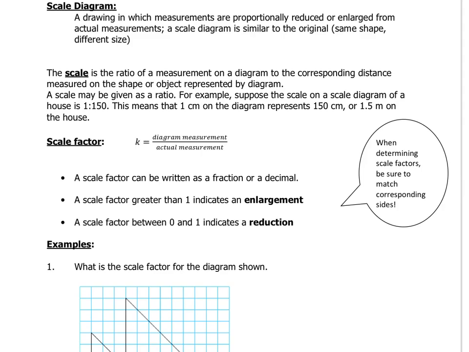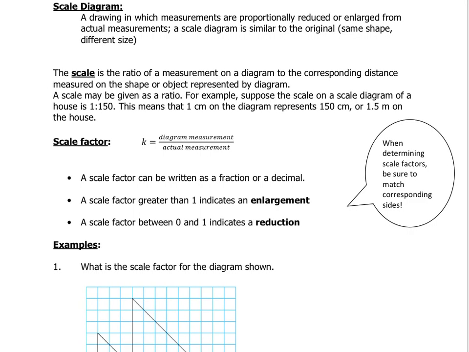A scale factor can be found. We're going to use K to represent the scale factor, and it says diagram measure over actual measurement. Sometimes that gets confusing, so I'm going to change those words to match the rest of the chapter: the length of the image over the length of the original. So if you've got a side in the original and a side in the image, you can take the ratio of image over original to get the scale factor.